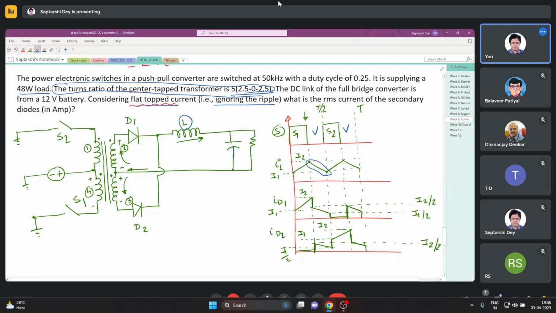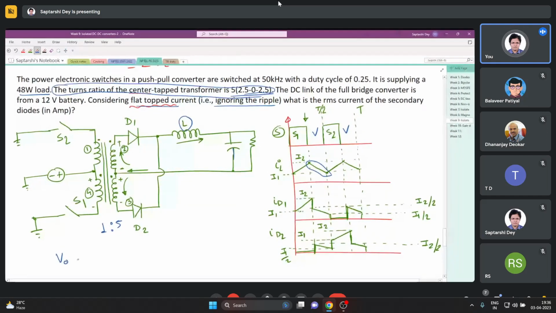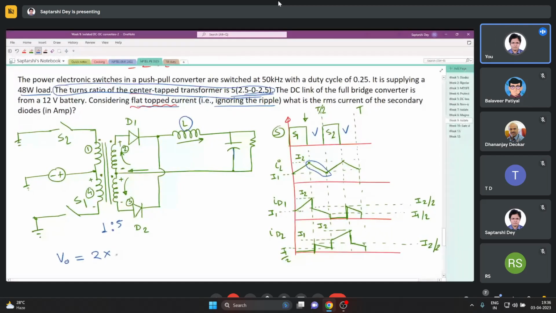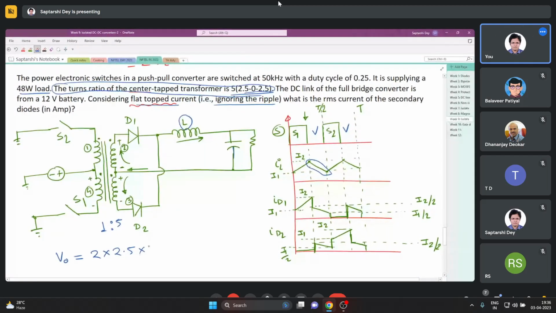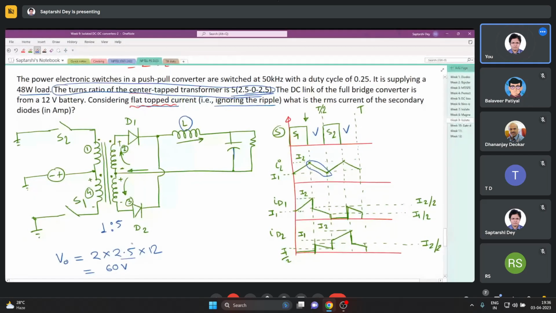How to do? I will take 5 here and 1 here. So if I do that, then what is the output voltage? Output voltage will be 2.5 times the input voltage. What is the input voltage? 12. So 60 volt. 60 volt is the output voltage, right? You understood why I wrote 2.5 here?